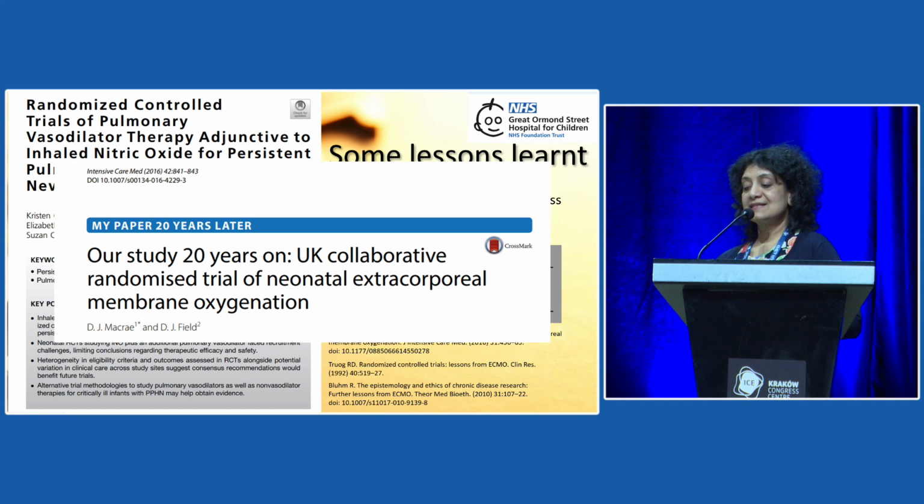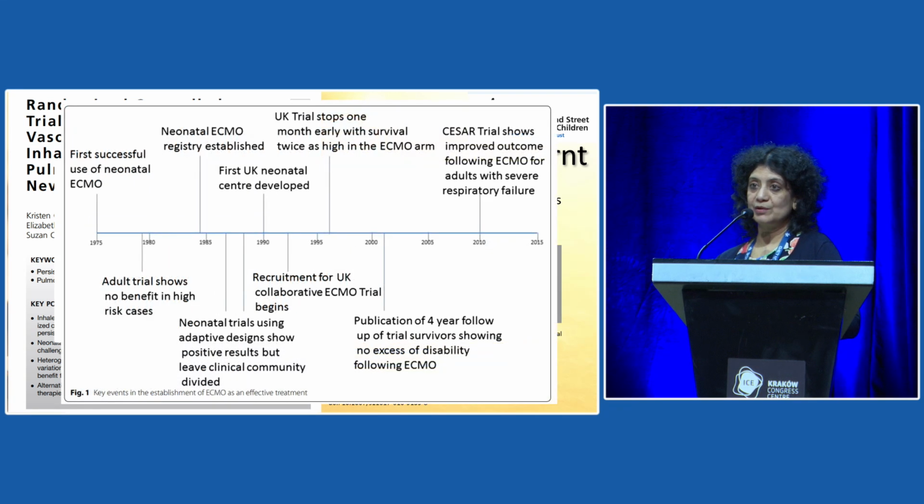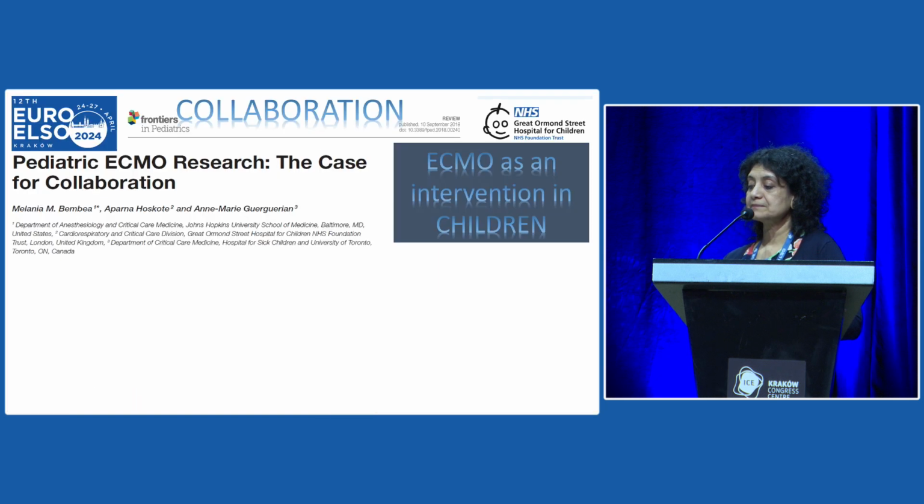Now, having said that, when you look at this study, the UK ECMO collaborative trial, 20 years later, we all know that trial life, or research paper life, is not very long, but this study has held for 20 years now, and you can see that this diagram documents how the first use of neonatal ECMO was in 1975, and then this study went on to show that there was good follow-up, and then that led to the CESAR trial in adults.